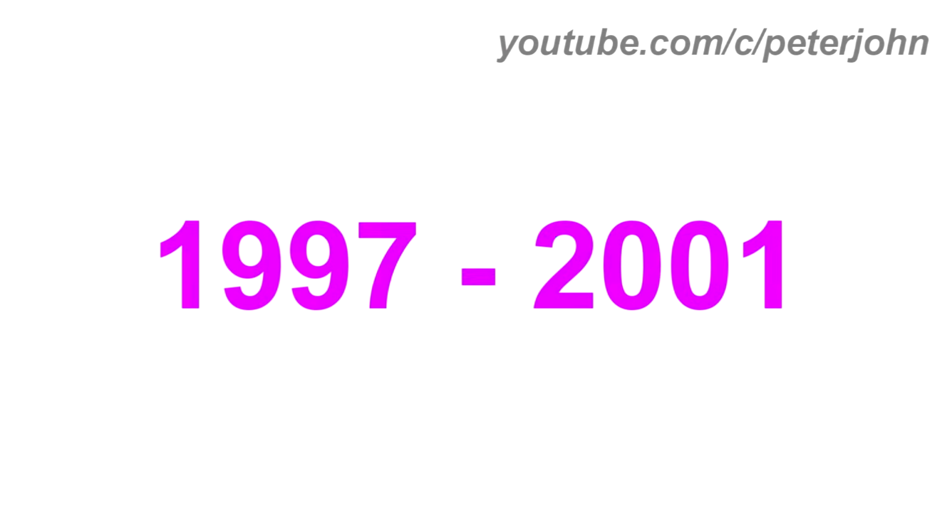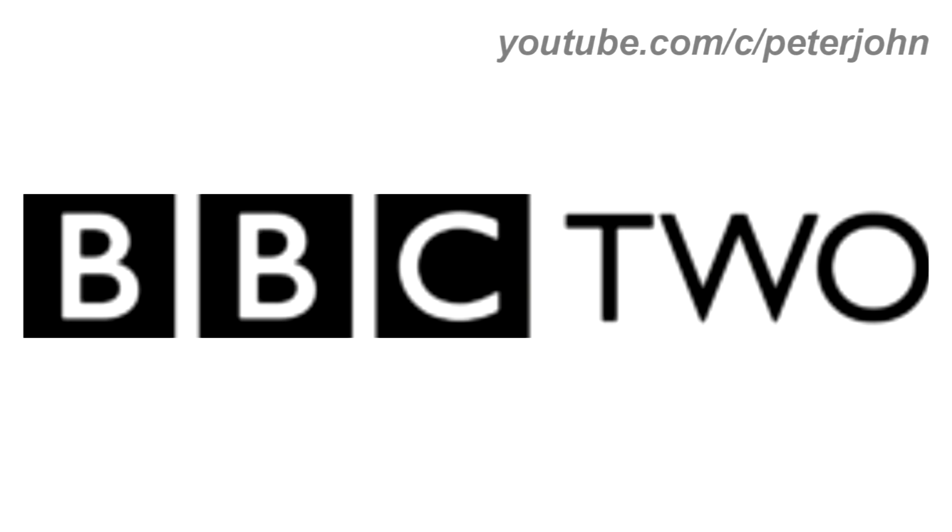1997 to 2001, they finally changed its name back again to BBC Two using the word 2. There is the BBC logo that consists in 3 squares, and on them there is the word BBC in white text, and on the right of this logo, there is the word 2 in black text. Here is a bumper.